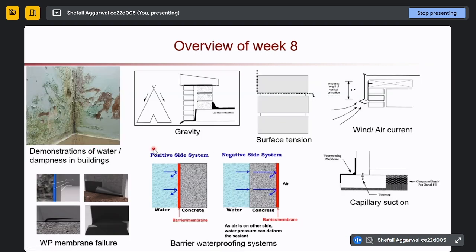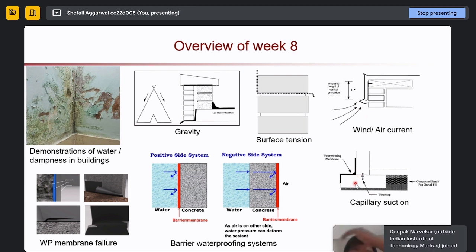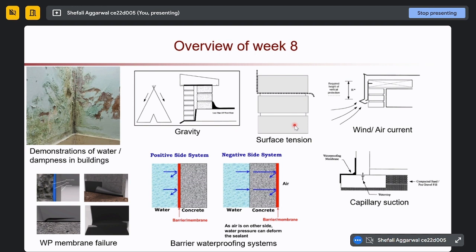So the next module was on waterproofing. In waterproofing, the first thing you might have studied would be dampness in buildings and what the sources of water in a building are. How can we identify that water is there? Mainly dampness is the first sign of water in concrete. Next, what are the sources of this water? This water can come through gravity, or because of surface tension, or because of wind or air current, and the other is due to capillary suction. So these four are the main causes of dampness in concrete surfaces.